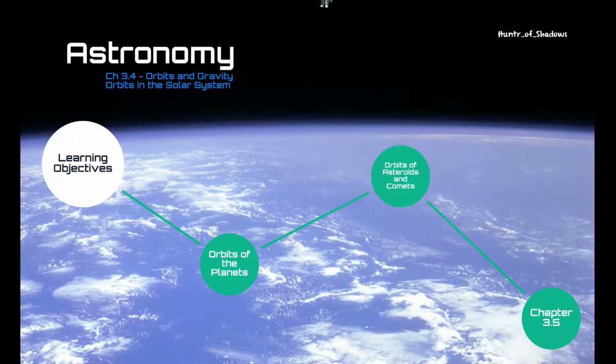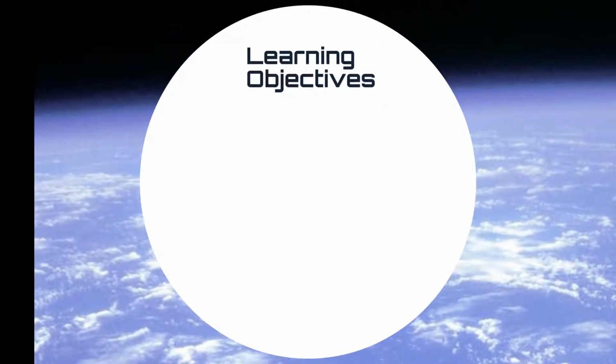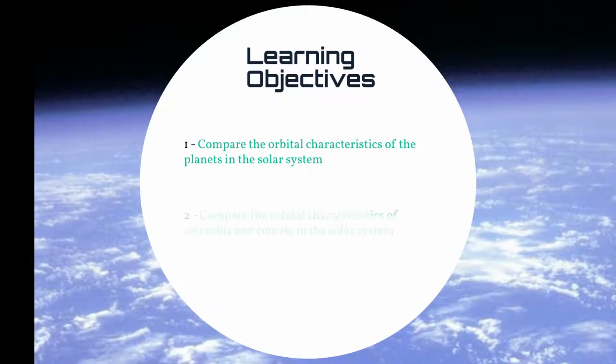3.4 Orbits in the Solar System. Learning Objectives. By the end of this section, you will be able to compare the orbital characteristics of the planets in the solar system. Compare the orbital characteristics of asteroids and comets in the solar system.